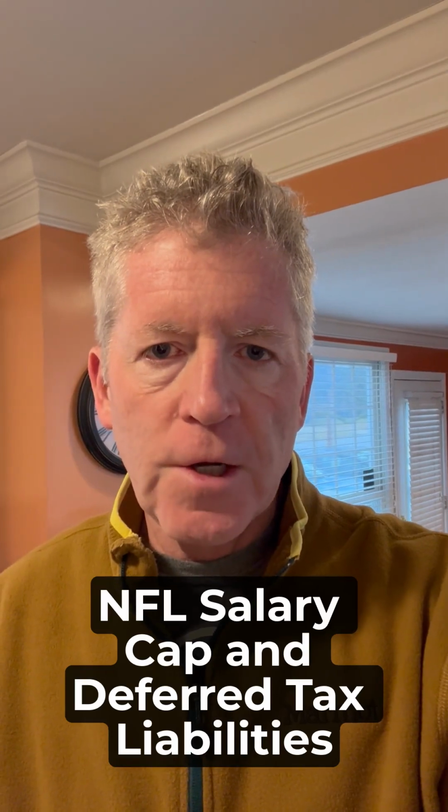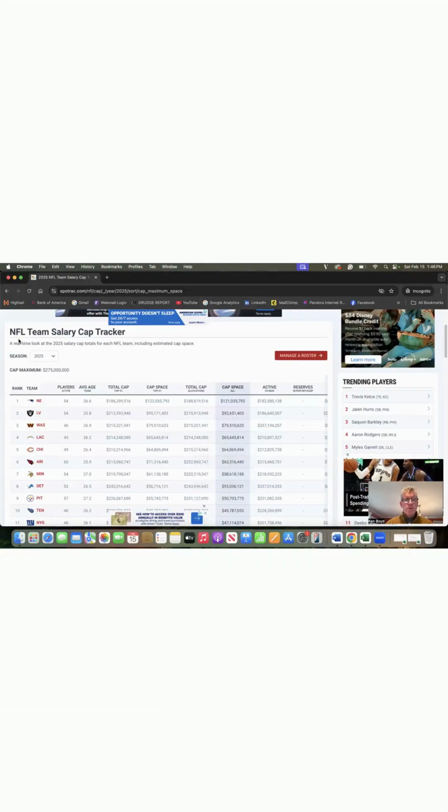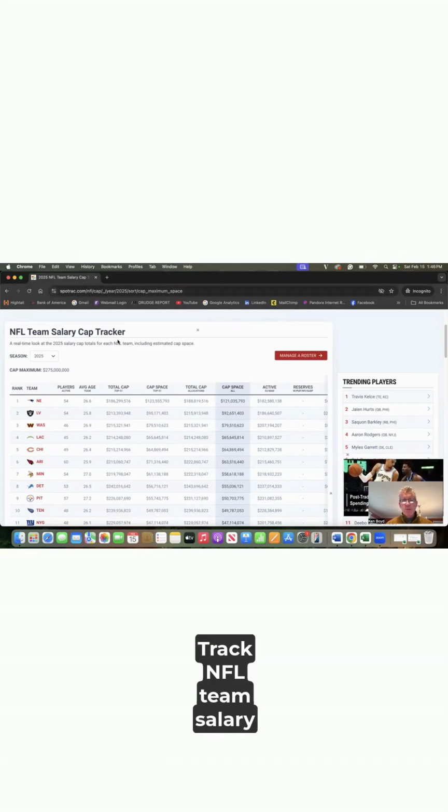The Philadelphia Eagles did a great job of managing the salary cap in 2025, which is why they were able to use the money they had to build a Super Bowl winning team. And the NFL salary cap is a great way to explain deferred tax assets and deferred tax liabilities. So here's a great document from Spotrac, the NFL team salary cap tracker.